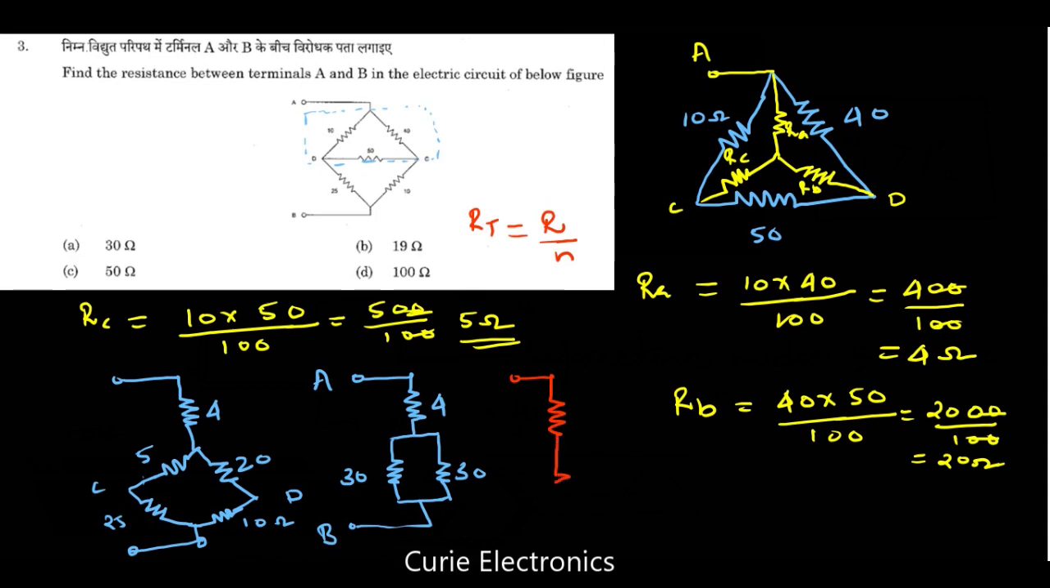2 series resistors. What is the value? Value equals 4 ohm plus 15 ohm. So what is the effective resistance? That is 19 ohms. So the answer is option B, 19 ohms.